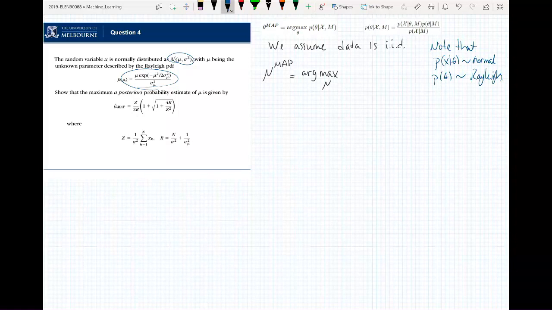So all I need to do is p x given mu times p mu. I'm ignoring the m because the model is already chosen. I'm simplifying, and the p x, right? But p x is also, because x is given, p x is automatically given, and p x doesn't have mu in it anyway, so this is a constant. Notice that this is constant, right? Doesn't play a role in this optimization problem. Only the terms p x given mu and p mu play a role in the optimization problem.